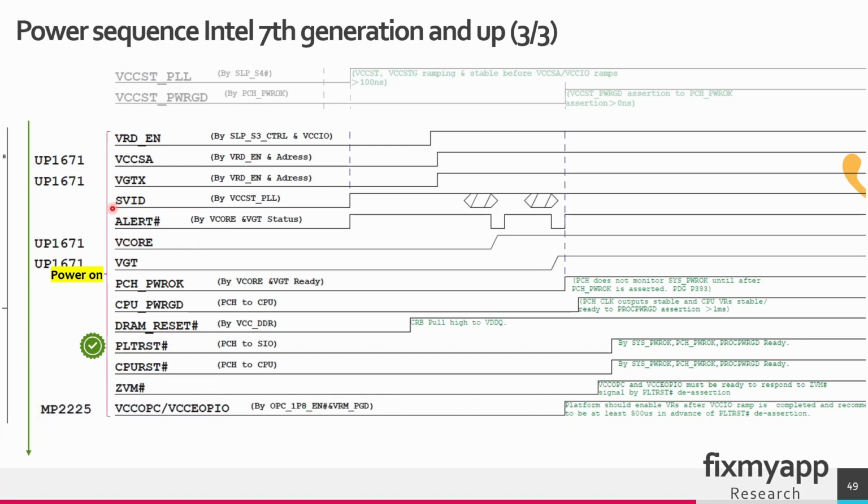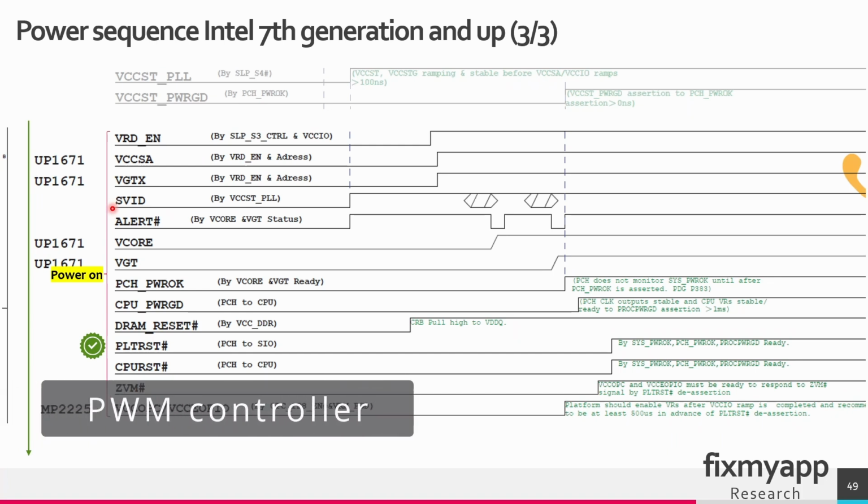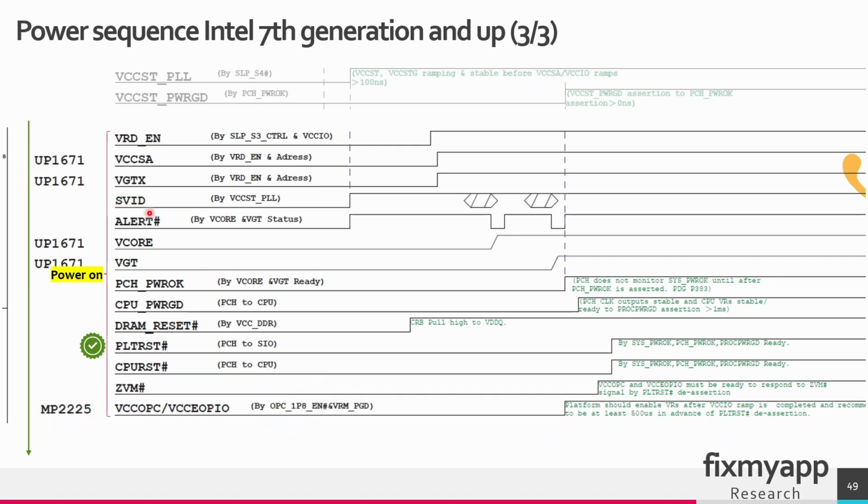In these two power sequences, this communication is done by the CPU and the PWM phase drivers. So the SVID is known as a serial voltage identification. It is an interface protocol used between the CPU and the multi-phase PWM controller, which is responsible for generating this VCORE voltage. This is the core voltage required by the CPU, and this communication enables this voltage regulation.